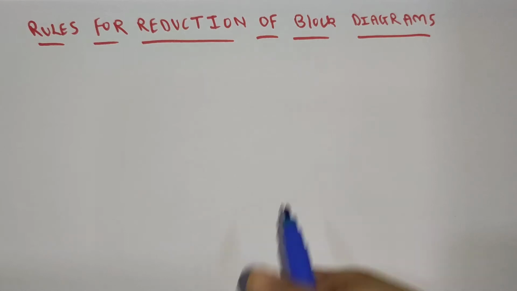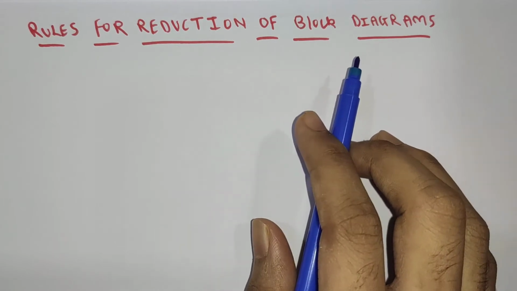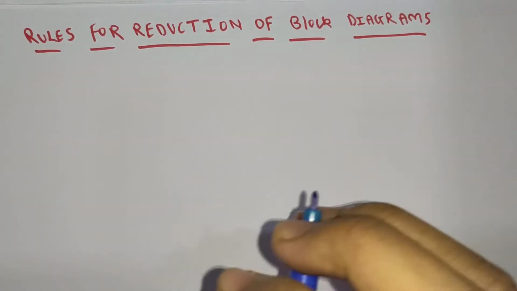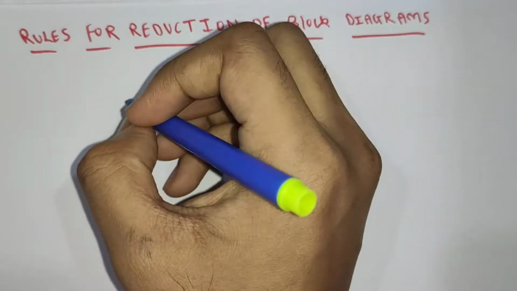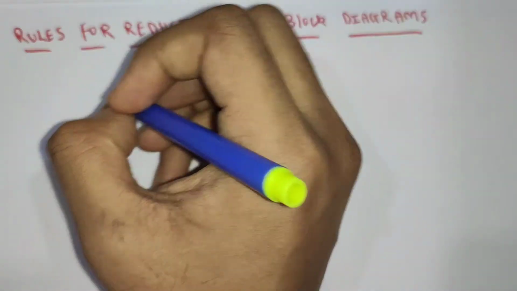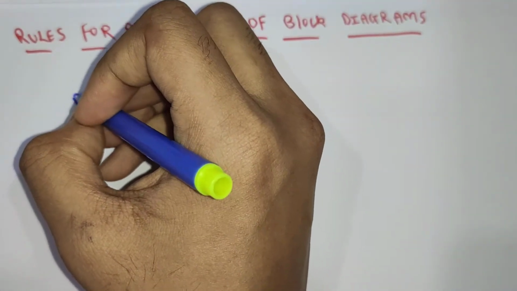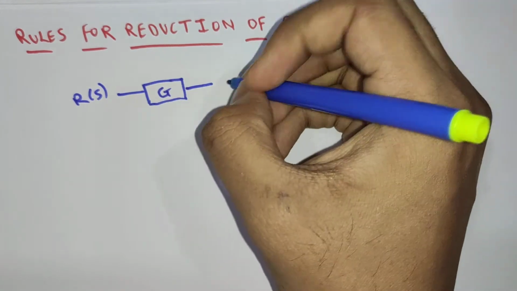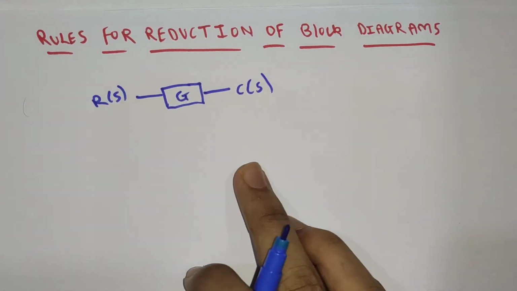Hello guys, welcome back. So today we are going to do rules for reduction of block diagrams. Before that you must know three things. The first one is the block diagram. What is a block diagram? We have seen in the previous lecture how a block diagram is drawn. It has the input, then the gain or the transfer function, and then the output. So this is a simple block diagram.